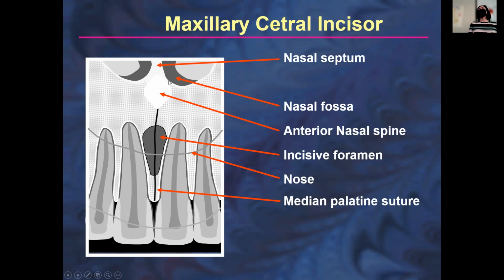And then you're going to see a radiopaque area down at the base of the nasal septum, which is the anterior nasal spine. FYI, when you do the landmark exam, if you don't say anterior nasal spine and you just say nasal spine, you still get the point. The incisive foramen is a thinned out area in the bone, so it looks more radiolucent. And then the median palatine suture runs between the central incisors up to the anterior nasal spine.